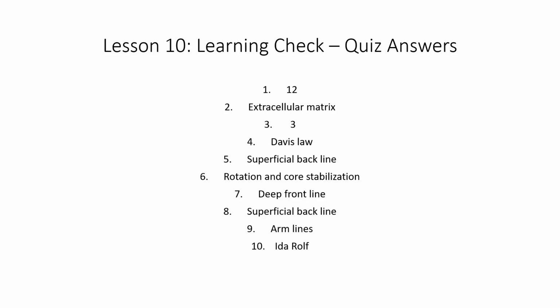Okay, so the answers then. The answer to number 1, there are 12 myofascial lines in total. Fascia is also known as the extracellular matrix, is the answer to number 2. The answer to 3 is 3. 4, Davis's law. 5, the answer is superficial back line. 6, the functions are rotation and core stabilization. Number 7 is the deep front line. Number 8 is the superficial back line. Number 9 are the arm lines. And number 10, the person who said where you think it is, it ain't, is Ida Rolf.